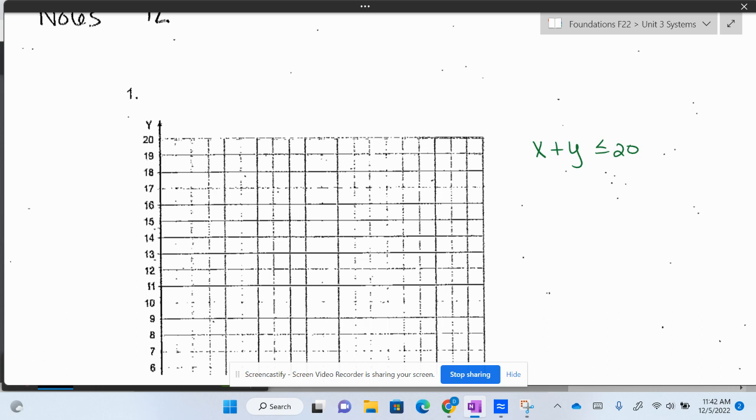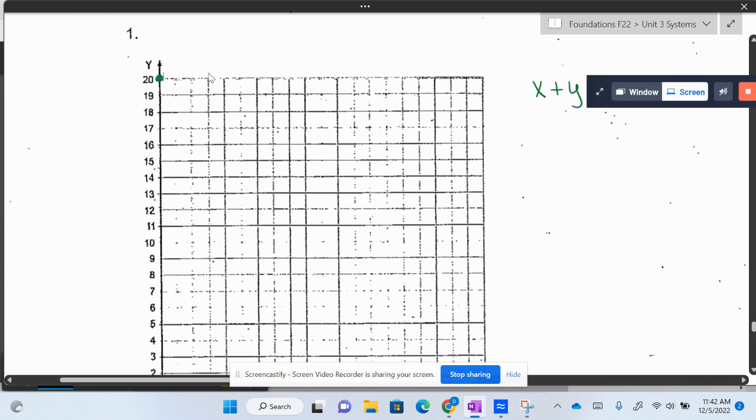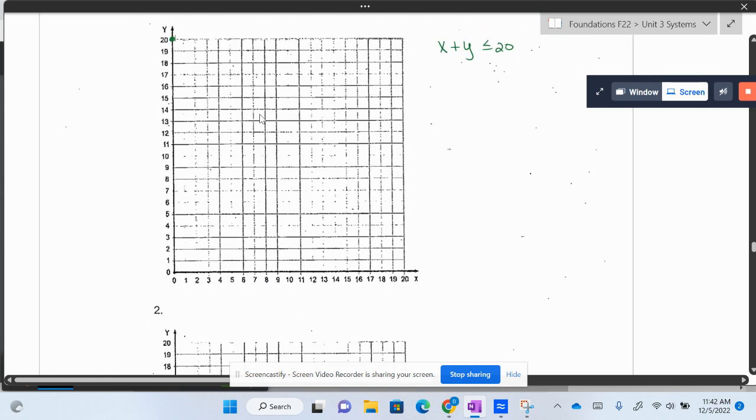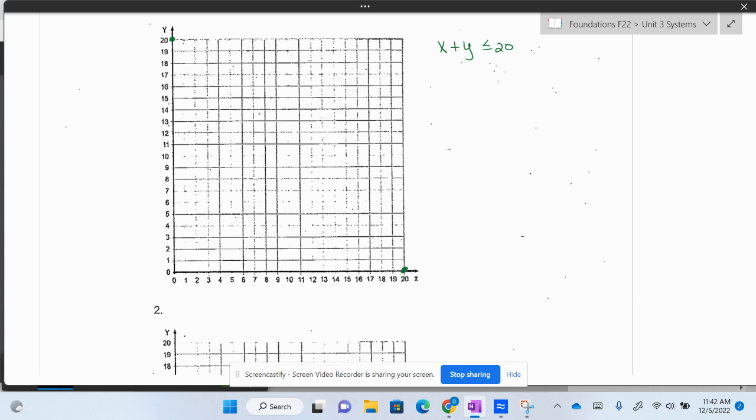And we said that the intercepts were 20 on the y-axis. Oh, I got to shrink that up. And 20 on the x-axis. Was this a solid line or a dashed line? And did we shade above it or below it? Below. So that's what this looks like.